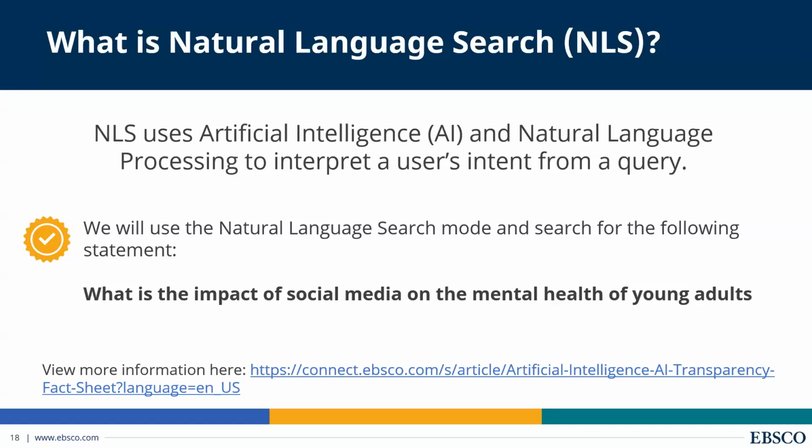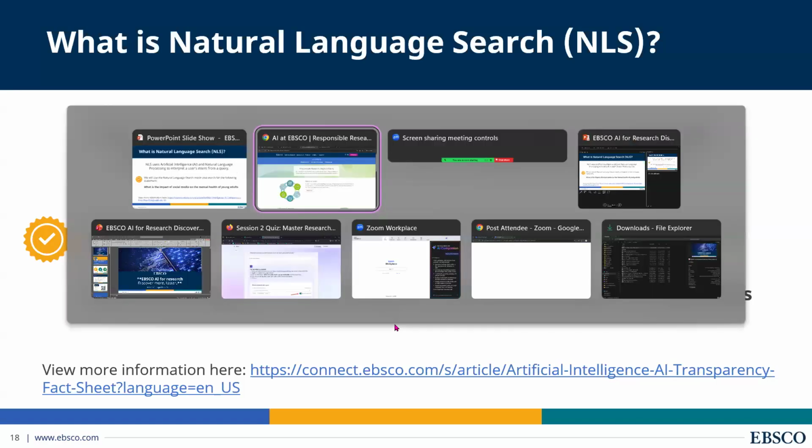So, again, if you're following along, open up the page and we're going to be searching for what is the impact of social media on the mental health of young adults. Now, natural language search mode works best if you're using a question or a statement format. I've got some tips towards the end of the session around some common questions for some of our AI tools, but the thing to remember is it's working with natural language, how you might speak your research topic, for example. So let's have a look.